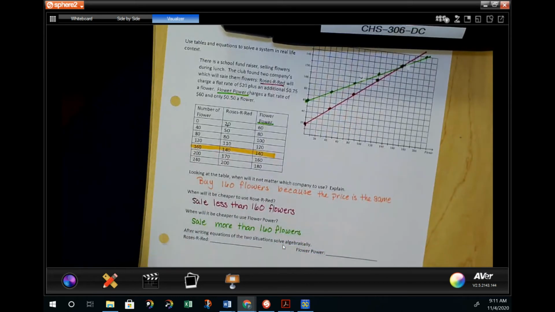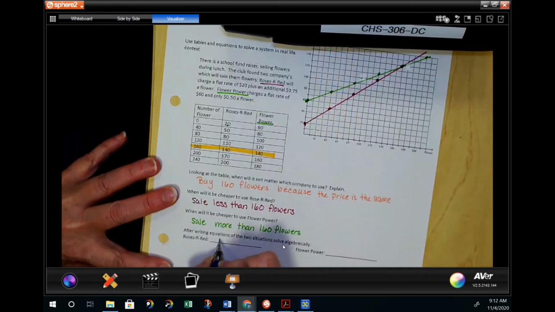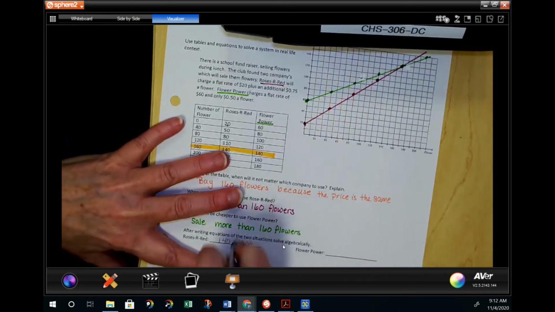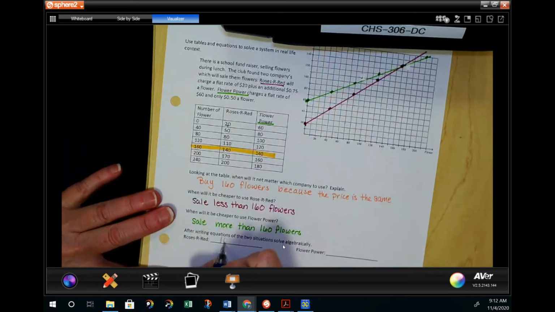So this is kind of like, after writing the equations of the two situations, you're going to have to solve algebraically. Okay, algebraically, I'm not going to worry about that because we just found it. Well, we both know that the answer is going to be 160 flowers, because that's where the costs are the same. 160 flowers.